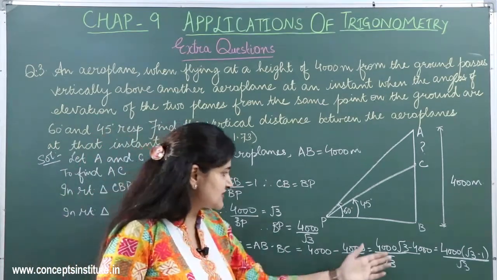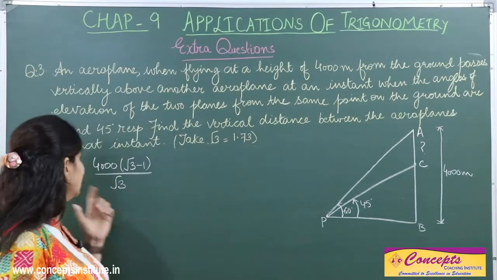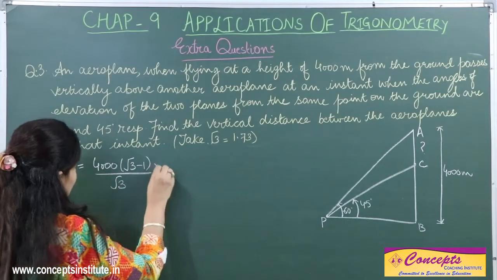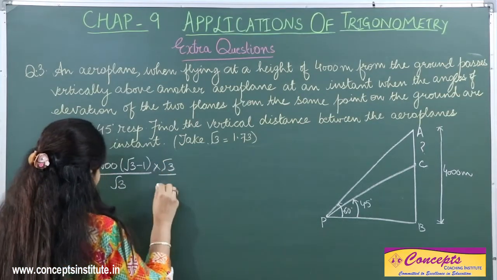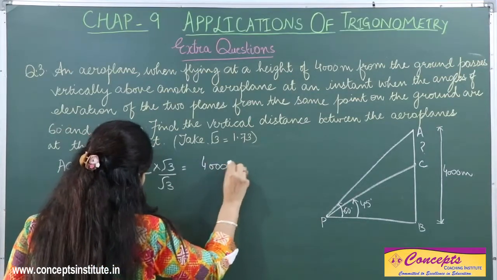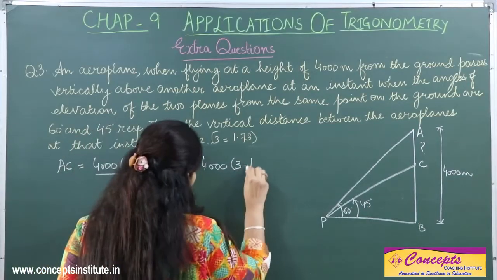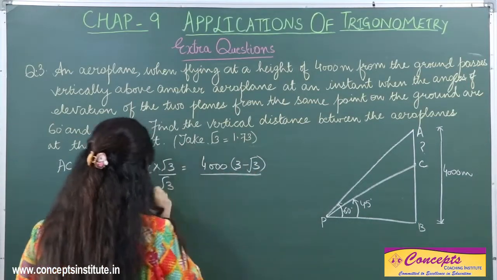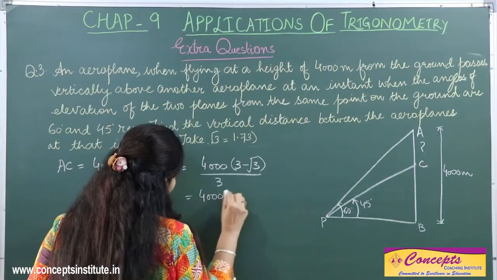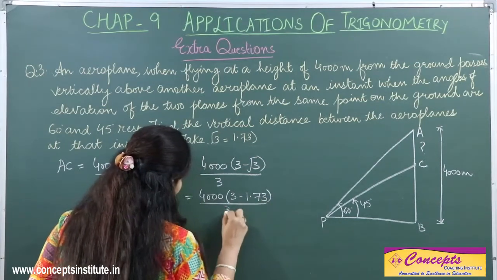So, let me just erase the board and I will get back to you. So, we had got AC as 4000 into root 3 minus 1 upon root 3. So, let us rationalize it. So, what do I get? I get 4000 into root 3 times root 3 is 3, minus 1 into root 3 is root 3, upon 3 in the denominator. So, let us just put the values: 4000 into 3 minus 1.73 upon 3.